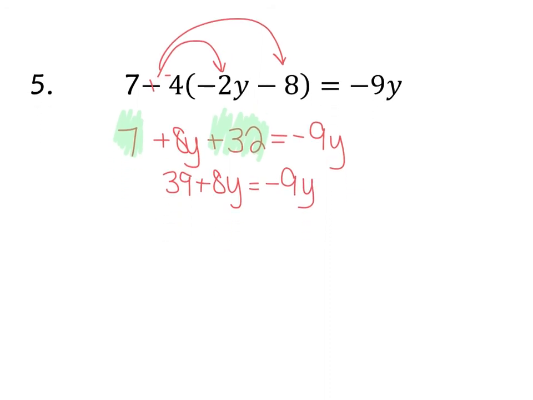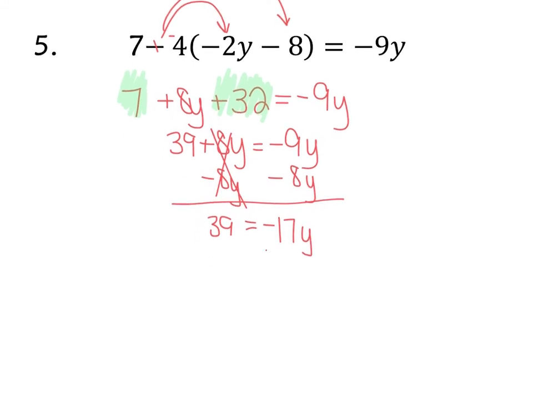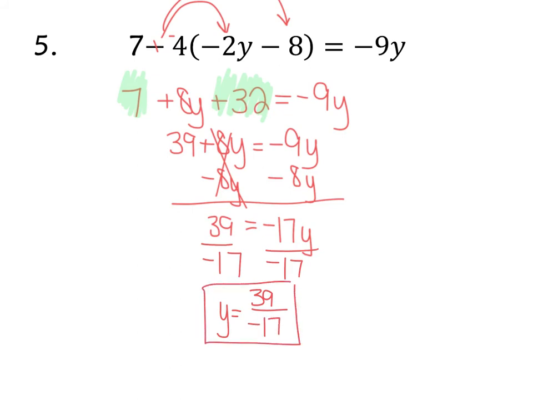Okay, let's get our y's together. So if I have a plus 8y on the left, I subtract it from both sides to get it together with the y on the right. I'm going to have 39, this crosses out, is going to equal negative 17y. To get the y by itself, divide both sides by negative 17. And 39 and 17 have no common factors. There's nothing I could divide out of both of those numbers. So that would be my solution.